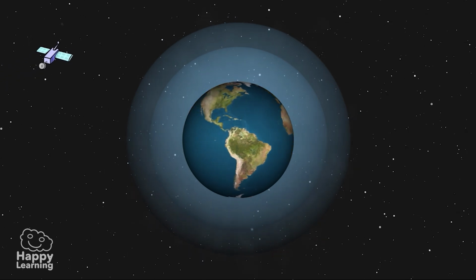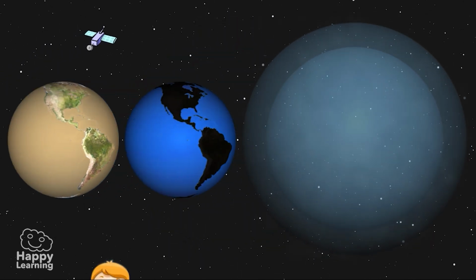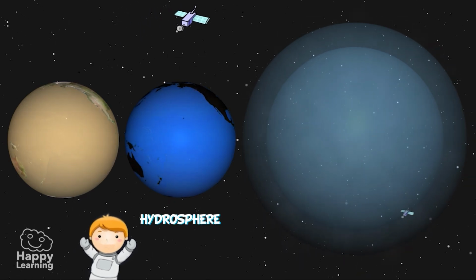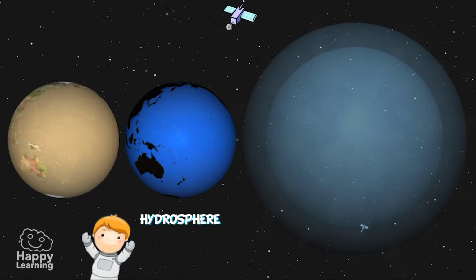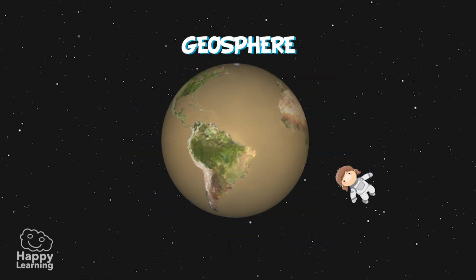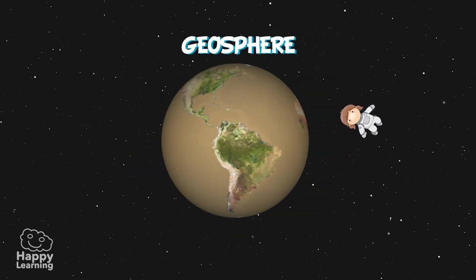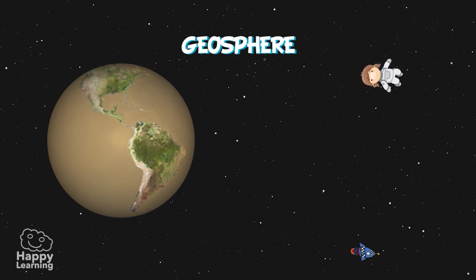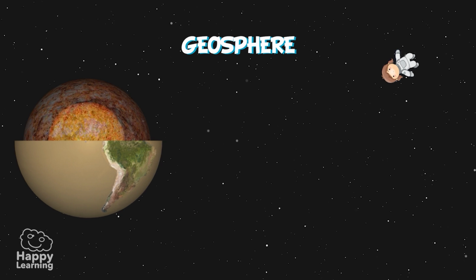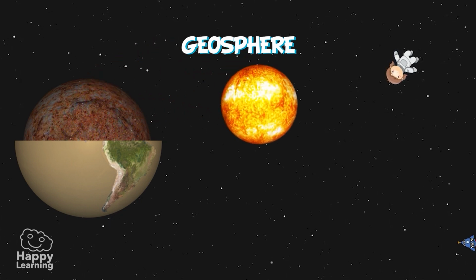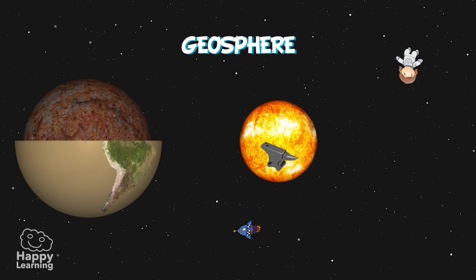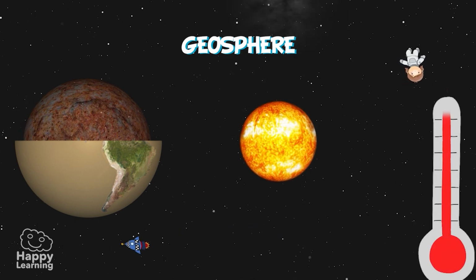Our Earth is divided into 3 different spheres: the Geosphere, the Hydrosphere, and the atmosphere. The Geosphere is the most solid part of the Earth and is divided into 3 separate layers: the core, the mantle, and the crust. The core is the Earth's center. It is made up of metals and its temperatures are extremely high.